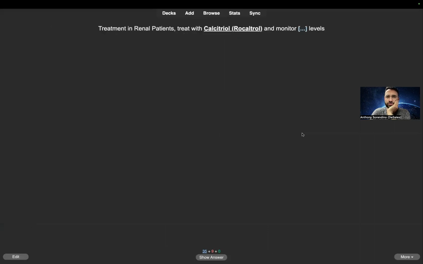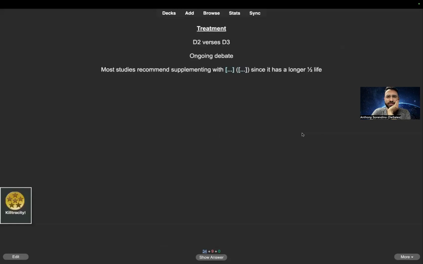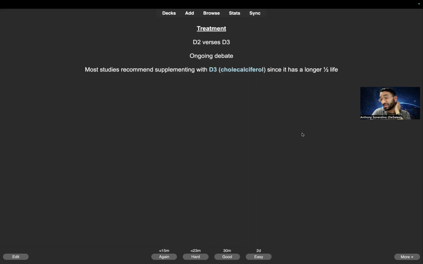Treatment in renal patient, treat calcitriol and monitor what levels? Probably 125. Oh, just calcium. Okay. Most studies recommend supplementing with blank since it has a longer half-life. Oh, D2 versus D3. I think D3, right? Calcitriol. Oh, that's cholecalciferol. We should know that that's not calcitriol. Calcitriol is 125.